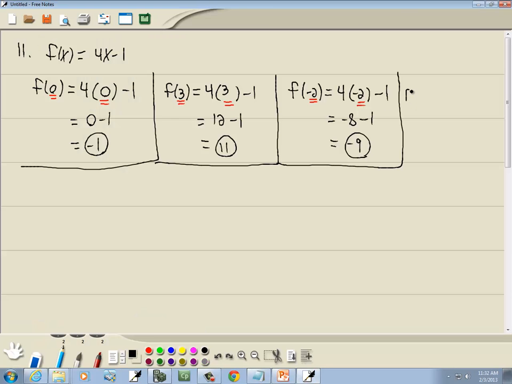F of negative x. It doesn't matter that this is something different. It's still the same idea. You go back to your original function, and where your x is, you put in parentheses. Whatever is inside the parentheses here is what you put in over here. You're going to get tired of hearing me say that. So we'll put in a negative x there. Well, 4 times negative x gives us negative 4x. And then the minus 1 carries down, and that's our answer.